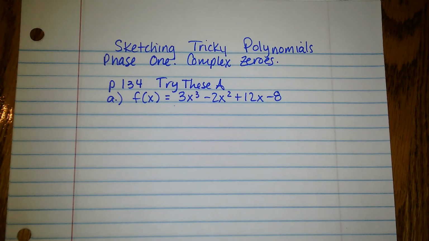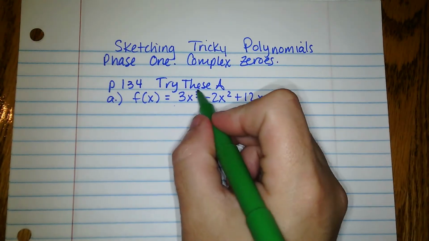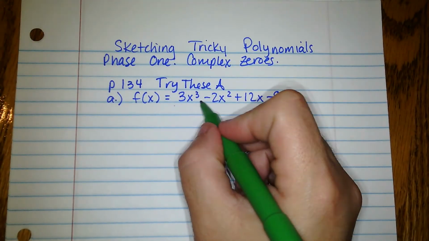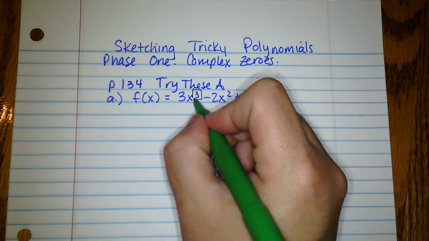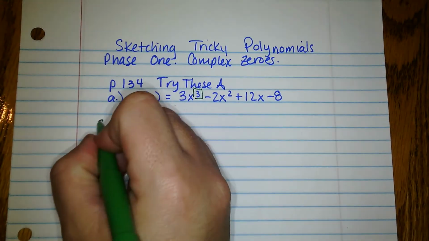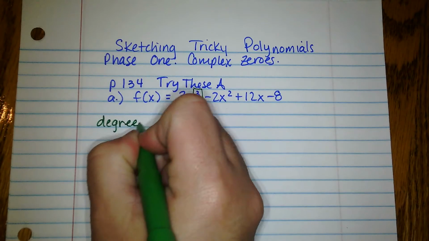And the first thing that we need to ask ourselves is, what degree is this? So the highest exponent in this entire polynomial is a 3. And because it's a third degree polynomial, automatically that makes it a cubic.